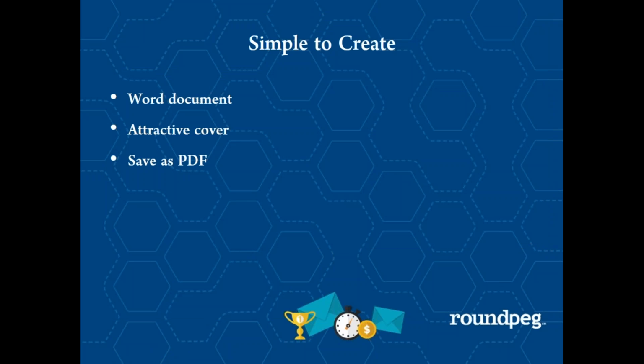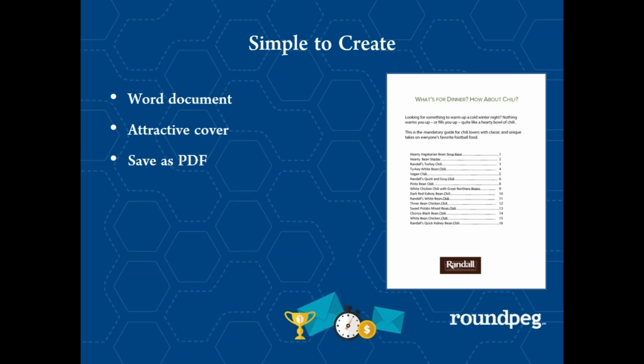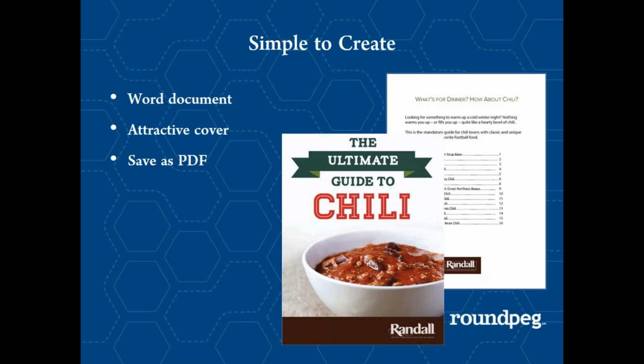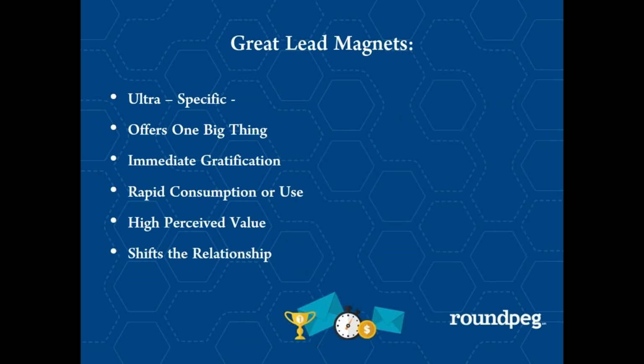Keep it simple. You can totally do very professional, very attractive layouts. You can hire a professional graphic designer, or you can simply use a Word document that's clean and simple, with an attractive cover, and then save it as a PDF. We do this with our recipe collections all the time. The interior is pretty simple because what people are really looking for is the information. We put a great cover on it, save it as a PDF, and then share the links on social media and in email newsletters.